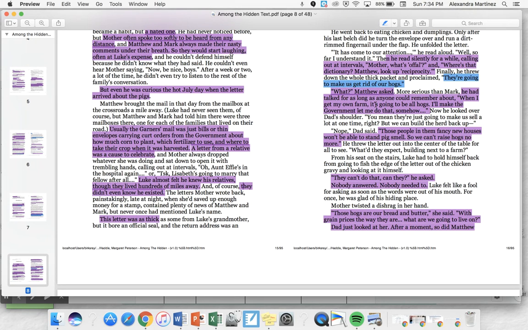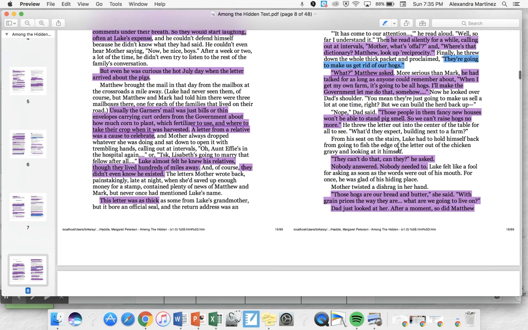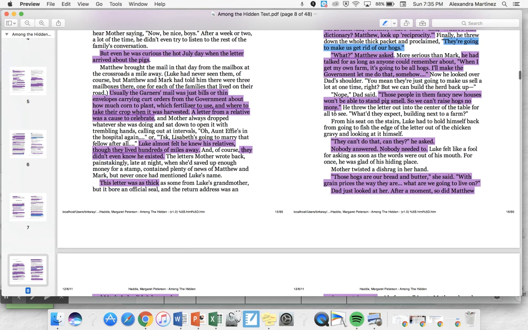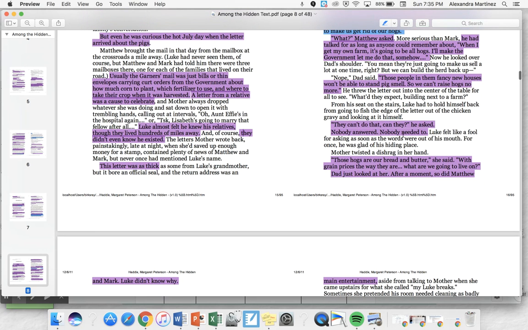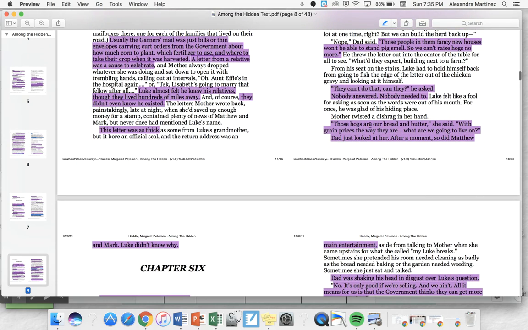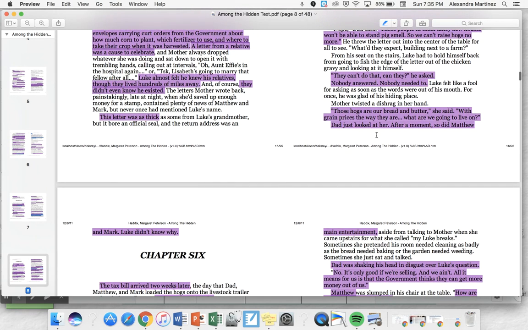Matthew's really surprised about that. So then it says they're just going to make us get rid of them. Yeah, those people in the fancy new houses won't be able to stand the pig smell, so we can't raise the hogs no more. They can't do that, he asked, can they? Nobody answered. Nobody needed to. And then if I keep reading, those hogs are our bread and butter, she said, with grain prices the way they are, what are we going to live on? Dad just looked at her. After a moment, so did Matthew and Mark.